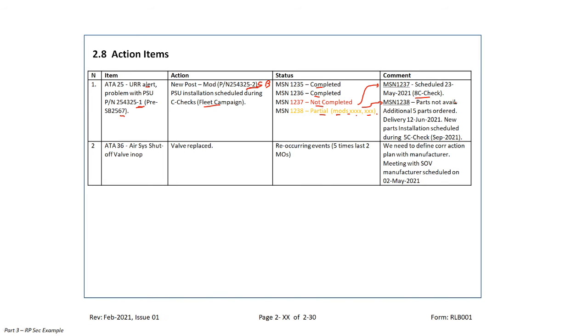38, let's see what happened. 38, parts not available, additional 5 parts ordered, delivery 12 June 2021, new parts installation scheduled during 5C check, which is September 2021. So information is very clear, right? The reason why it is not completed or partially completed.